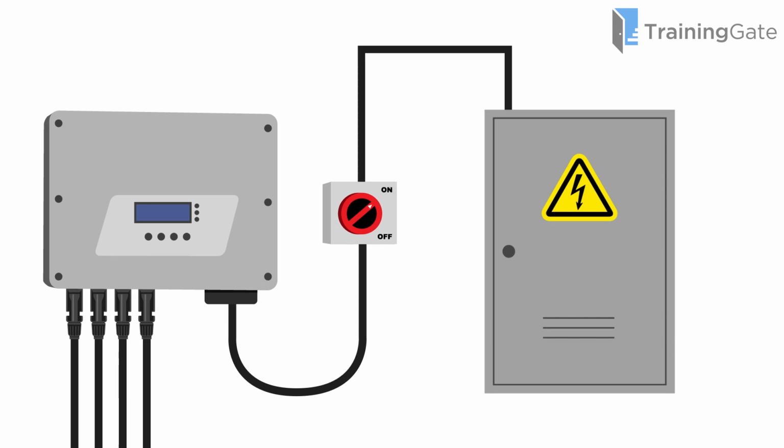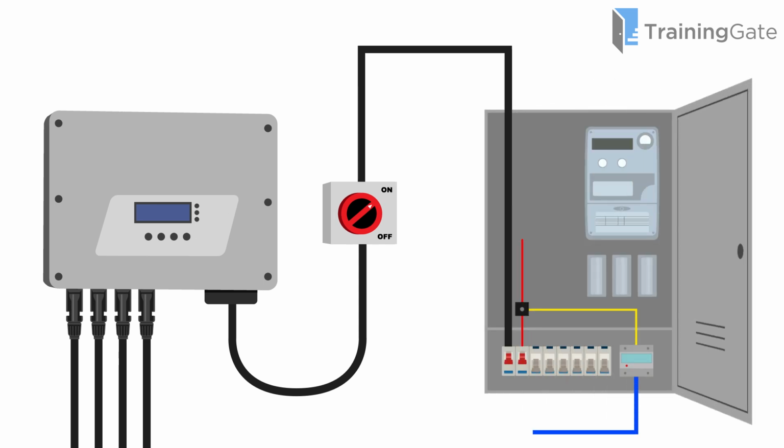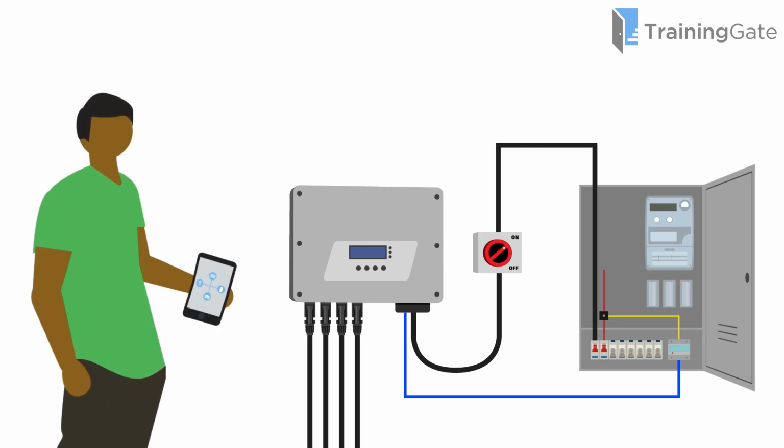Grid interactive PV systems are typically installed with bidirectional energy meters that measure both the electricity consumed from the grid and the surplus electricity fed back to the grid. This allows the system owner to be compensated for the excess power generated through net metering or other incentive programs.